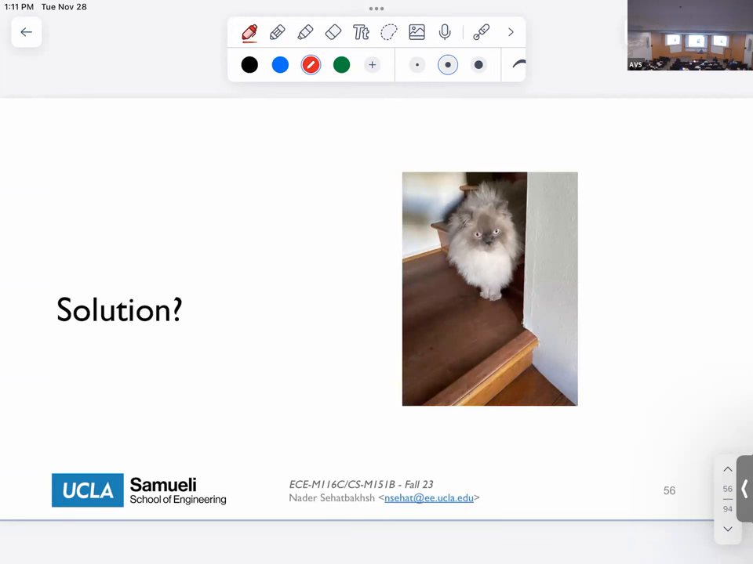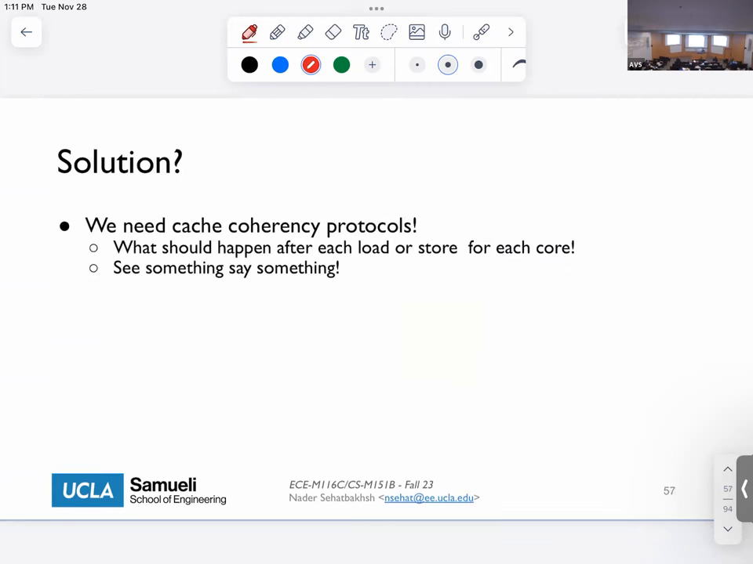So what is the solution? The solution is we need what we call a cache coherency protocol. We need some sort of rules, okay, and of course their implementation in hardware, that basically tell us what to do when there is a load, when there is a store, what each core needs to do for each load and each store, what memory needs to do, and so on and so forth. If we follow this, then we basically have what we call a cache coherency protocol.